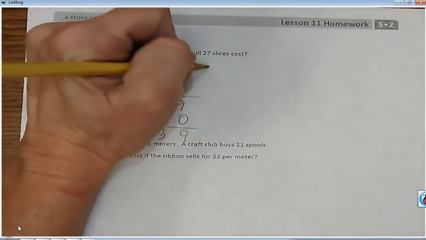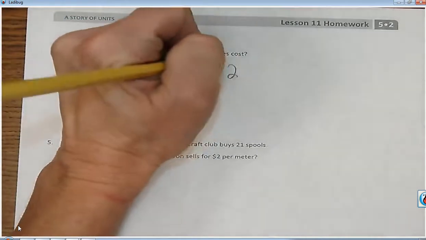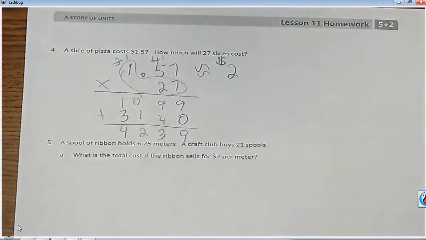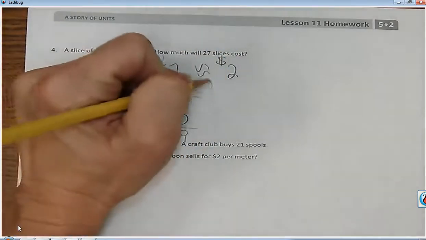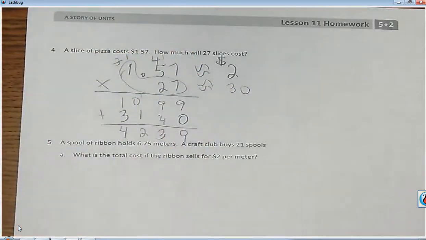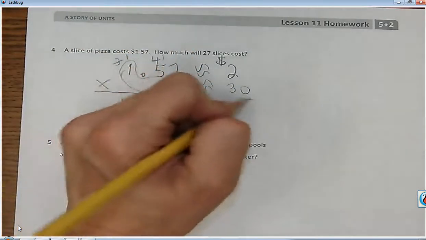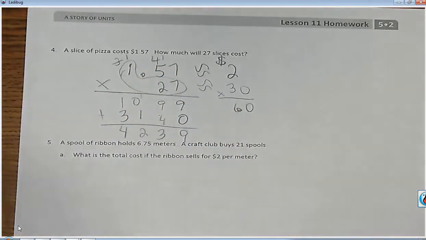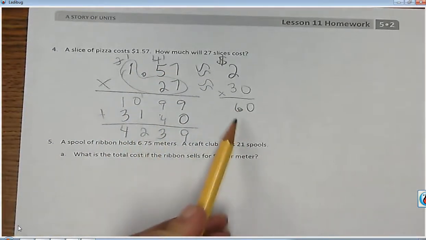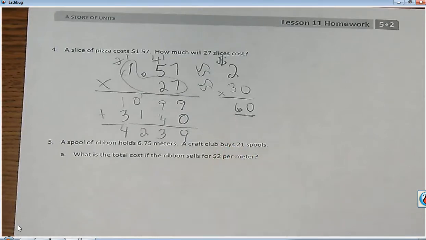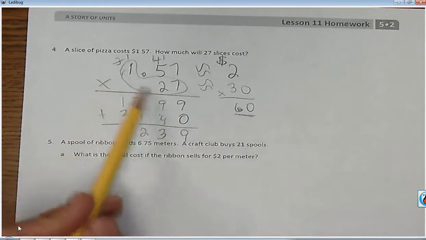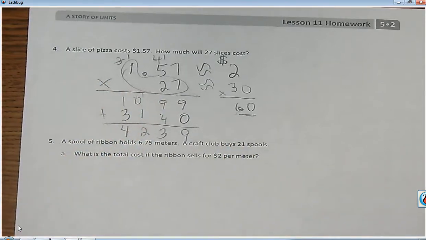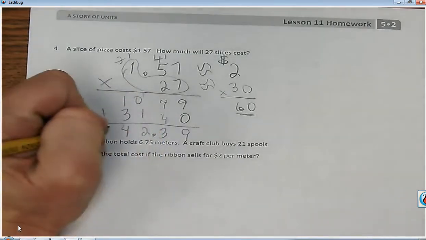Another way to think about it is $1.57 would round up to $2. And 27's about 30. So 30 times 2 is about 60. So I need to put the decimal point so it's worth about 60. Somewhere between 30 and 60. Oh, that'd be right there at $42.